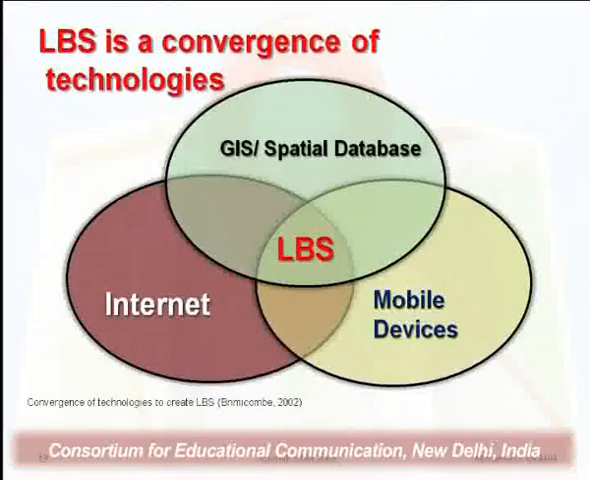Technically speaking, after understanding what is location based services and what type of services are included in this, technically we need to understand how location based services operate and what are the technologies under it. So location based services basically a convergence of three technologies. One is mobile devices, another one is internet, and third one is, you can say, geographical information system, GIS, or spatial database. So location based services comes under the combination of all these technologies.